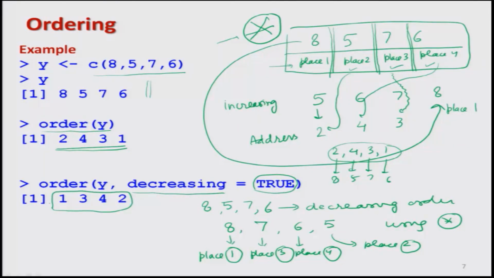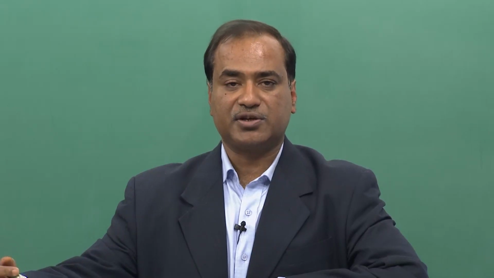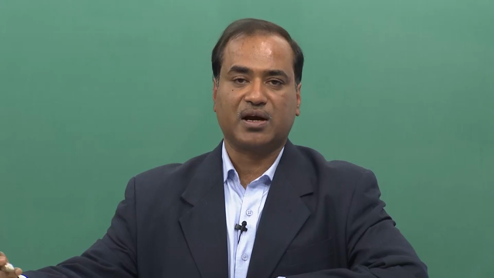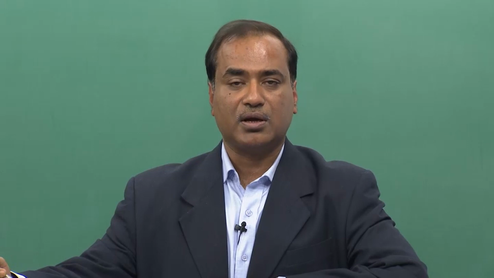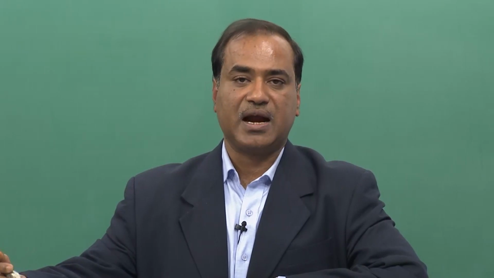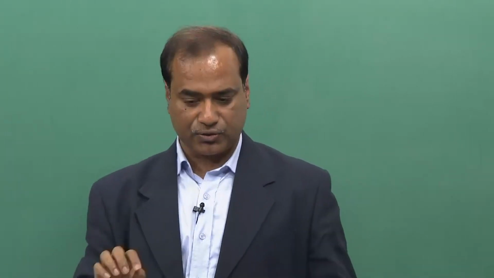So, you can see that whenever we use the function sort, sort gives us the values arranged in increasing or decreasing order of magnitude, whereas when we use order, order gives us the addresses of these values in the original vector. Let us try to do this on the R console and see what really happens.